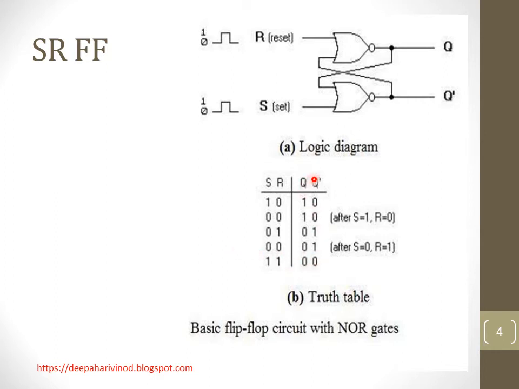One is the Q output, and the other is the complement of that. We are supposed to get the complemented form, but in this case both are 0. So this state we call an indeterminate or unpredictable state. This is the truth table, and this is the logic diagram for the SR flip-flop.